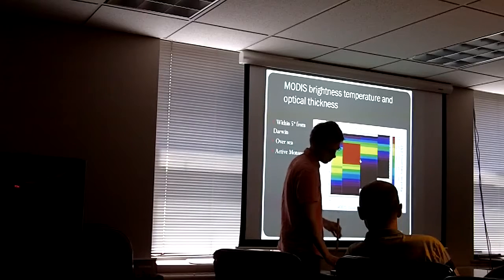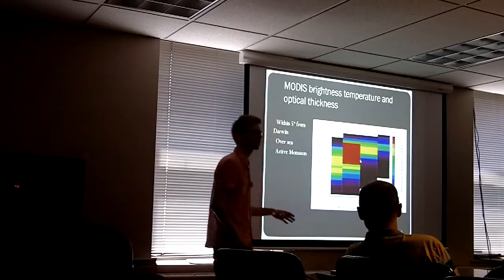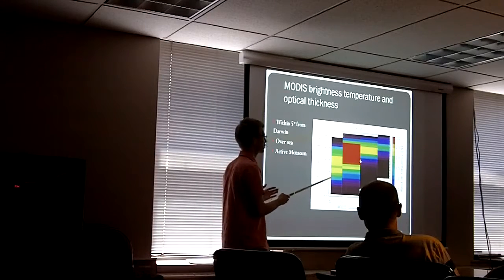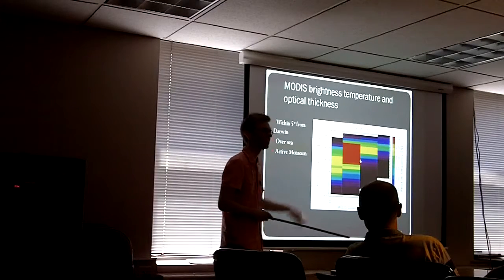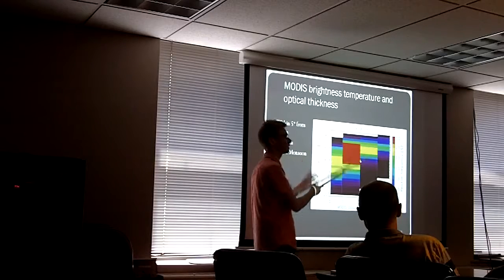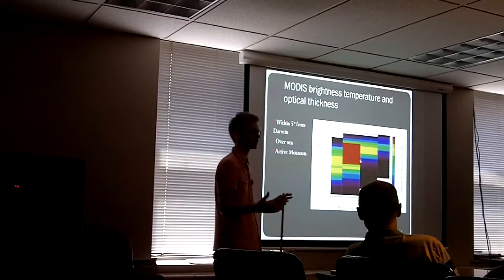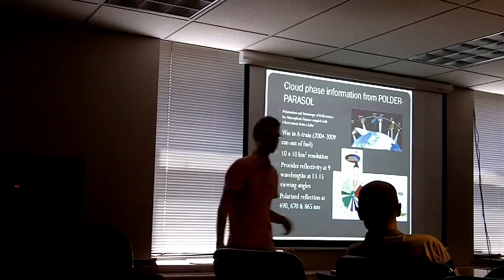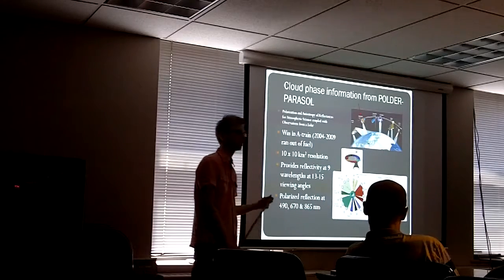So this is optical thickness and temperature. The question is, what's ice here, and also what are the sizes of the crystals in these clouds? So size information I get from POLDER.